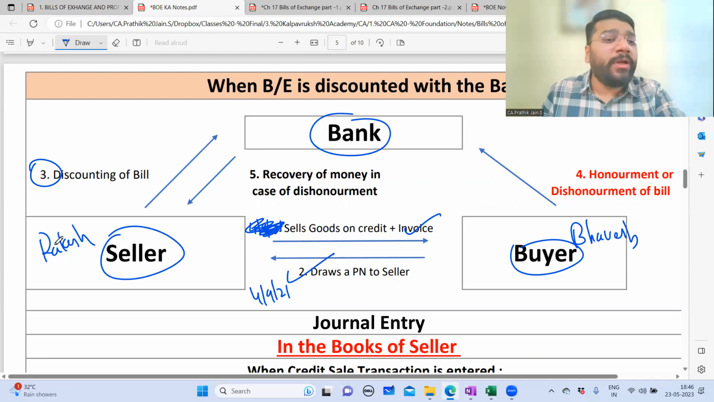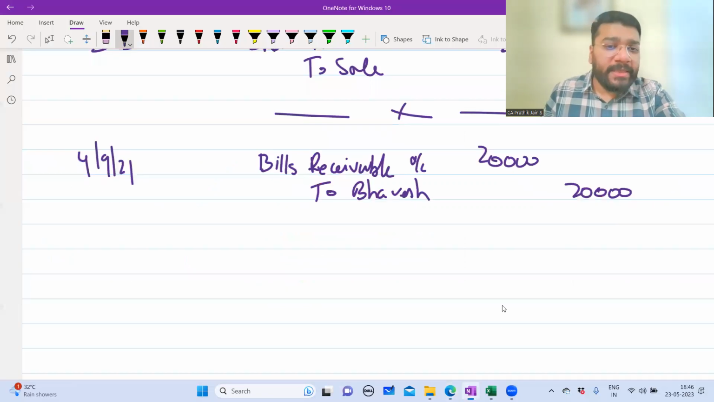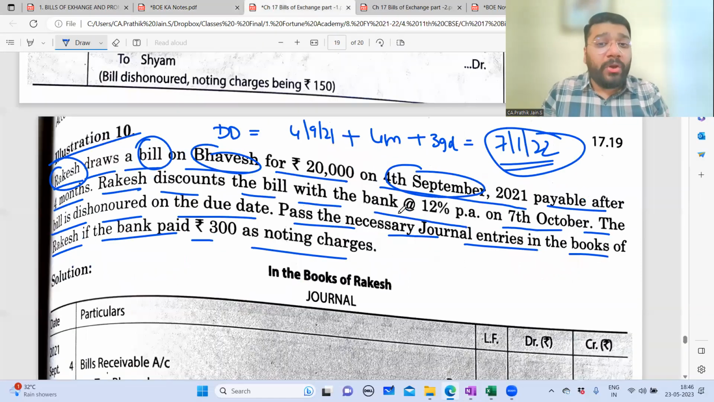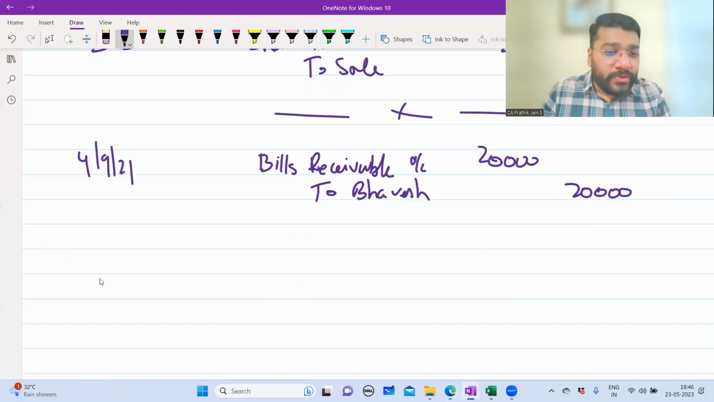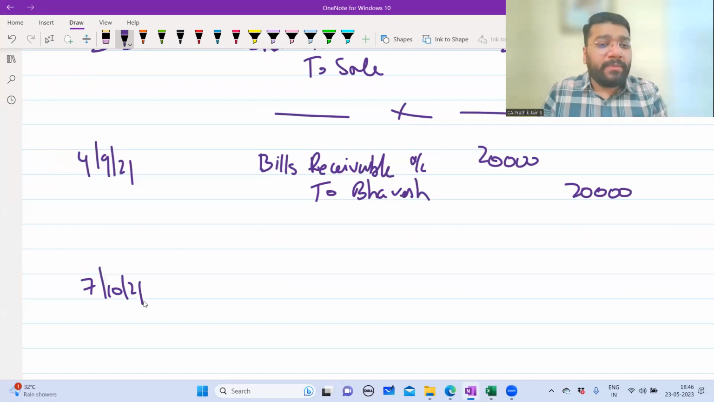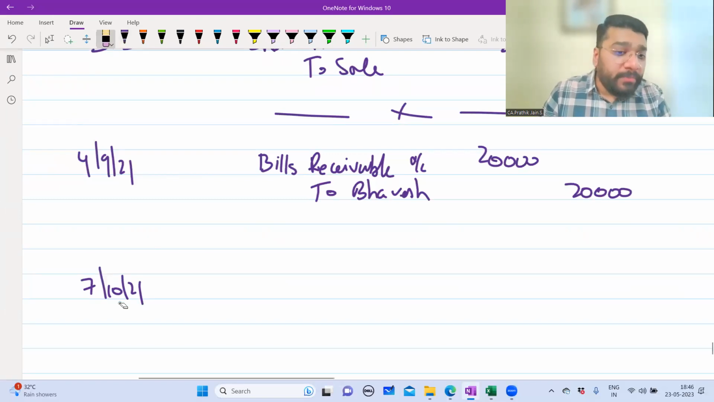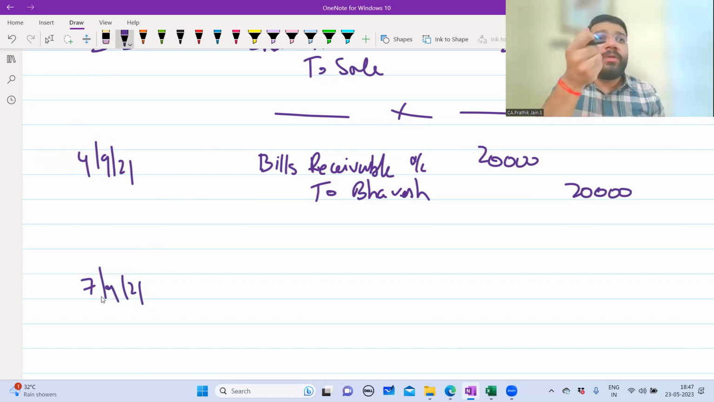So guys, discounting of bill is done by Rakesh with the banker, and we are recording the entry in the books of Rakesh. So can I say this entry, I need to capture it? Please understand very carefully. The discounting of the bill is happening on a different date, which is on 7th of October. Please be very, very careful with the date. Rakesh discounts the bill with bank at 12% per annum on 7th of October. Rakesh is handing over the bill to the banker. So from my hand, the bill is going out.